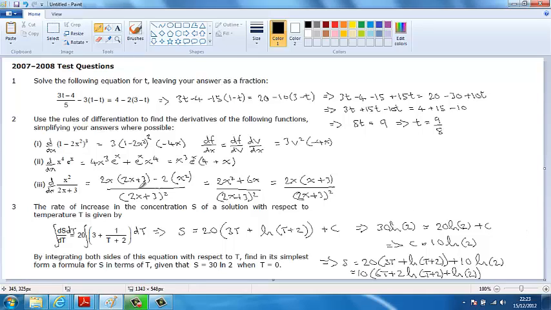And we know that we can use these rules that n log a is the same as log a to the n, and also that log a plus log b is the same as log ab, to recombine the terms there in the last line.